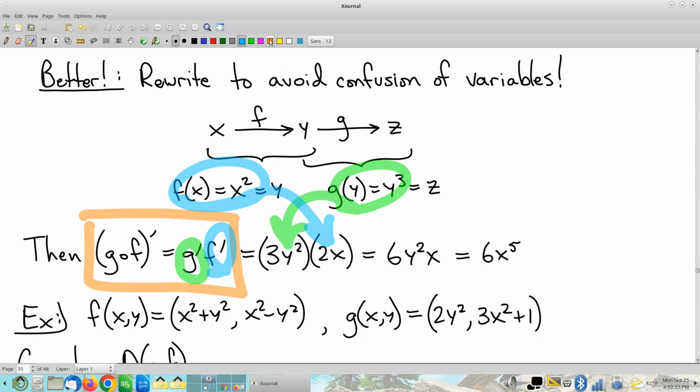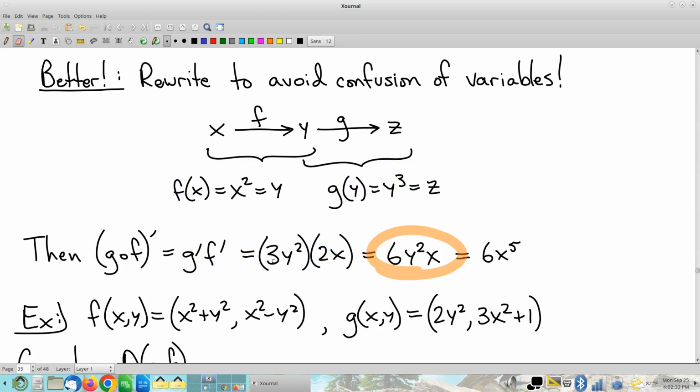You multiply that out, you get that, and now the notation gives me an immediate little reminder that, oh yeah, I've got to figure out what that y thing is. I need my answer to be in terms of x, so what the heck is y? Well, y is the thing that comes out of f. Y is x squared. So plug it in and we get the correct answer.